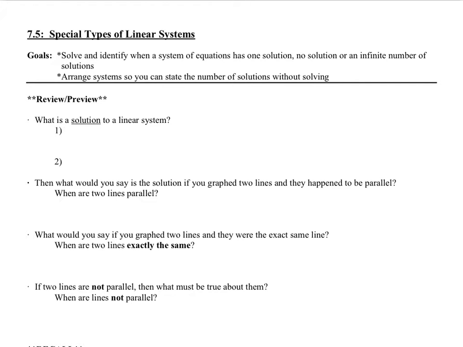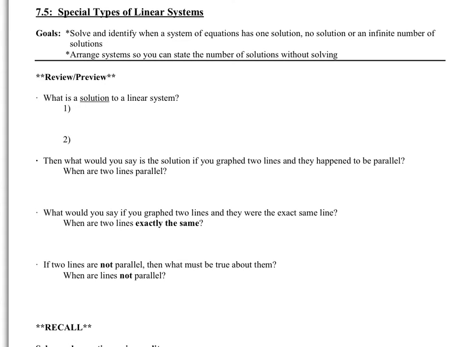In 7.1 to 7.4, you learned about the various ways you could solve a system, which includes solving by graphing, solving by substitution, or solving by elimination. Now you're going to take those methods and solve systems that might have special types of solutions. In this case, you might have a system with one solution, which is really what you've been seeing all along so far, no solution, or an infinite number of solutions. And we've seen similar things back in chapters 3 and 6.